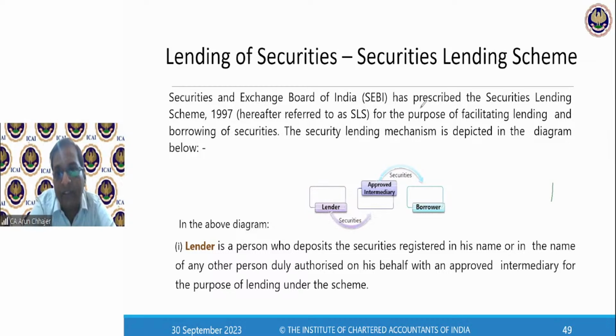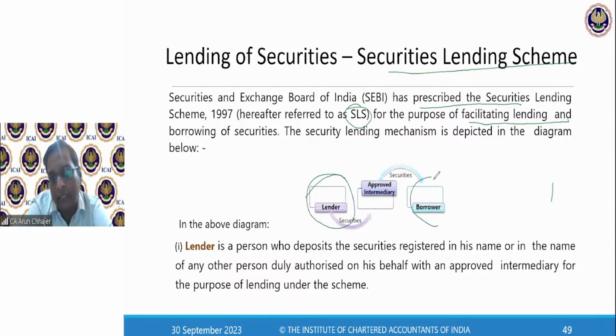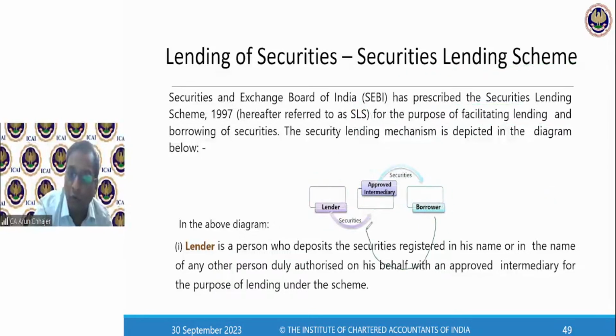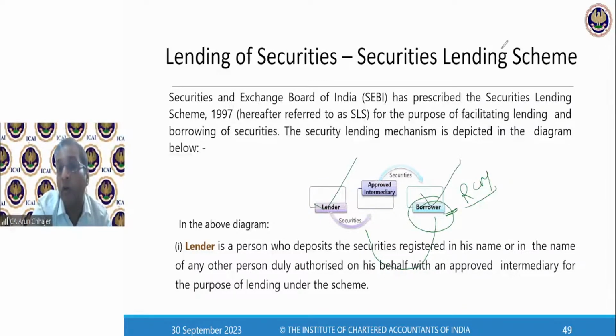SEBI has prescribed one scheme, that is the security lending scheme, hereinafter referred to as SLS, for the purpose of facilitating the lending and borrowing of securities. One would be the lender, one would be the borrower, and in between there would be the approved intermediary. The lender will lend the securities to the intermediary, and the intermediary can give the security to the borrower, for which the borrower will pay a certain amount, and he will pay the tax under reverse charge. Who is the supplier? The lender is the supplier. Who is the recipient? The borrower is the recipient.